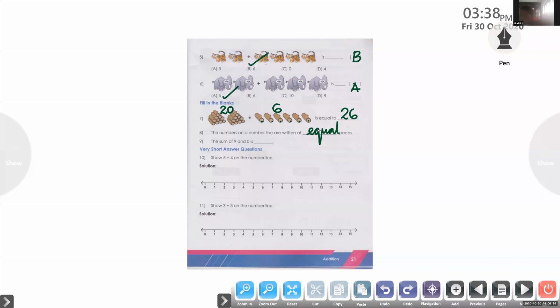Joseph Sebi, what about the question number 9? Read the question. The sum of 9 and 0 is dash. What is the answer? 9 plus 0. 9. Very good. 9 plus 0 is equal to 9. The sum of 9 and 0 is 9. Thank you, ma'am. Okay, welcome.